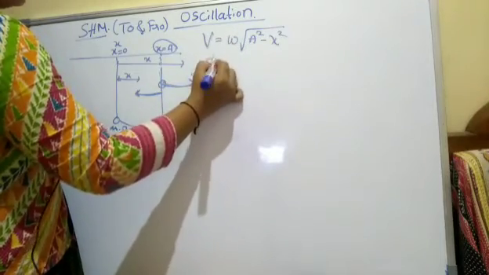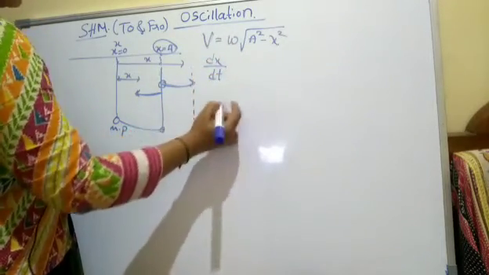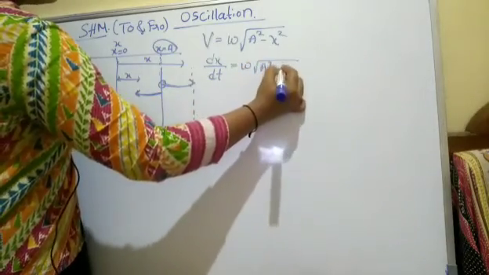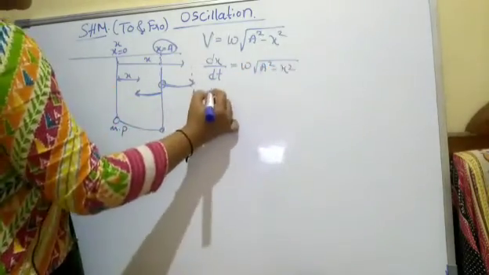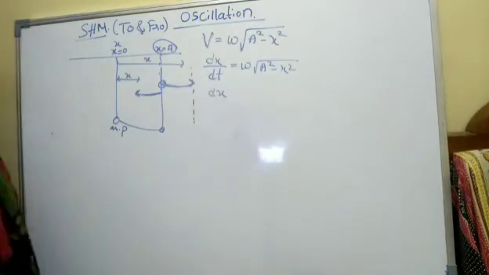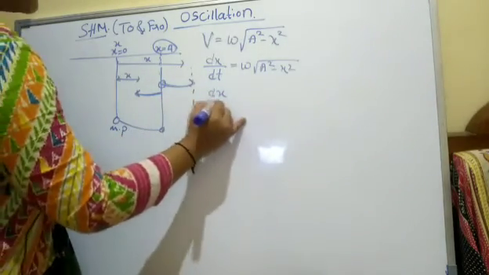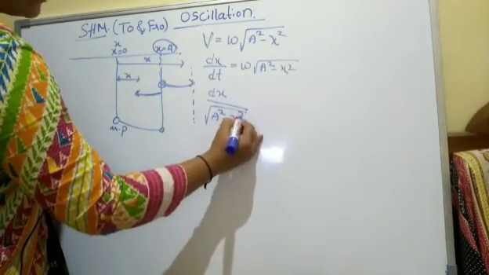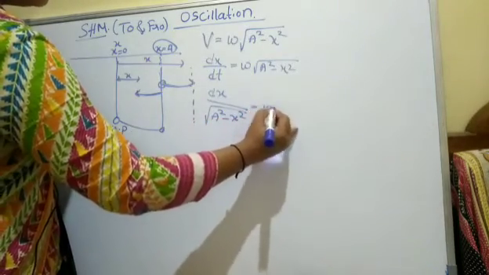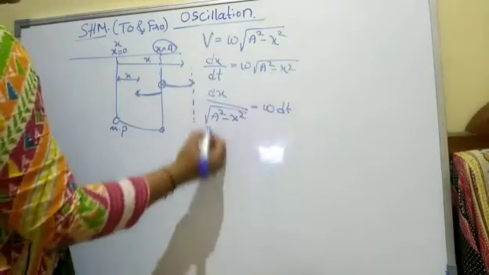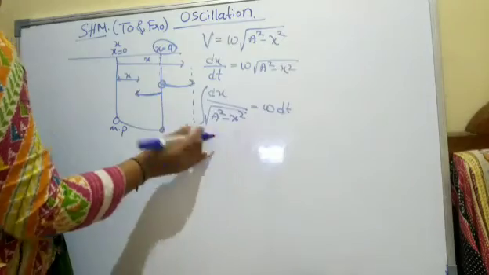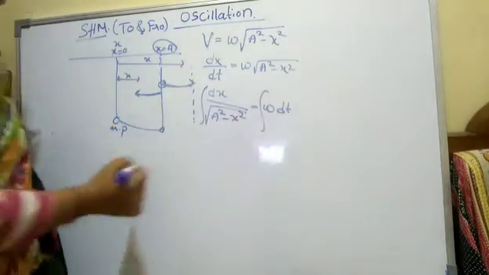As we know, v is equal to dx by dt. So v is equal to omega root of a square minus x square. So dx by root of a square minus x square, I will write it as omega dt here. So again you have to do integration on both sides. What will you get?